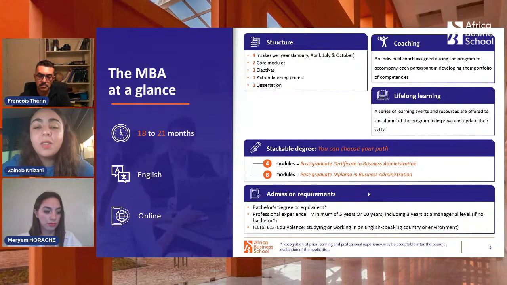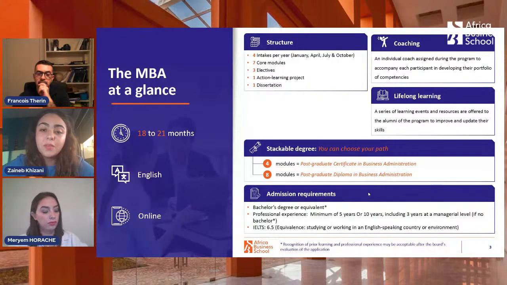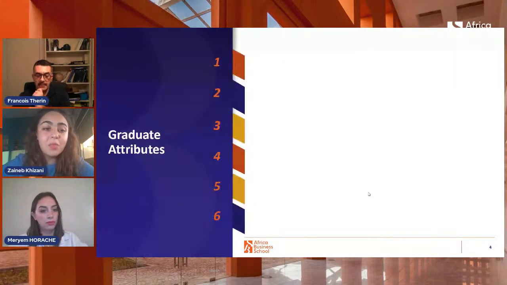And then, of course, since the program is in English, you'll need an IELTS or TOEFL or equivalent, or proof that you've been studying or working in an English-speaking country or environment. That's it for the MBA at a glance.